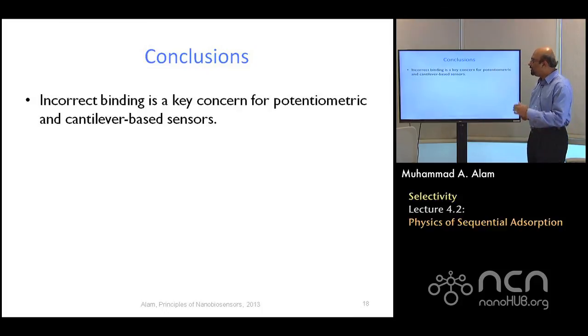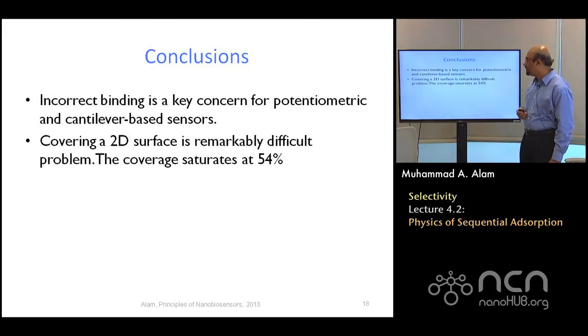So let me conclude then about this selectivity issue. The selectivity issue, as I already mentioned, is a key concern for potentiometric and cantilever-based sensors. Why? Because in one case, it's a camera for the charge. In another case, it's a camera for the mass, right? Cantilever sensor is a camera for the mass. And so even when a parasitic molecule sits on the surface in the empty space where there was no receptor molecule to begin with, it thinks that there is a real molecule there.